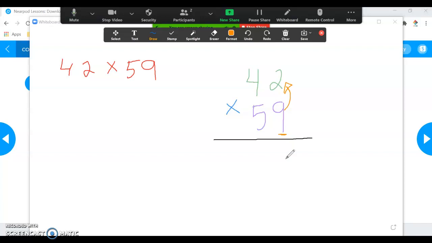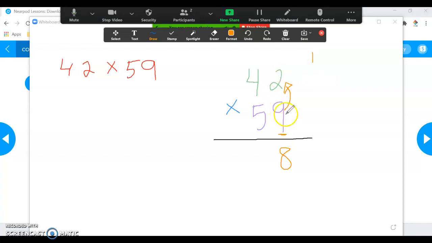Yep, somebody said 18. So I'm gonna put the 8 here, and then the 1 will be carried over. So now I'm done with 9 times 2.